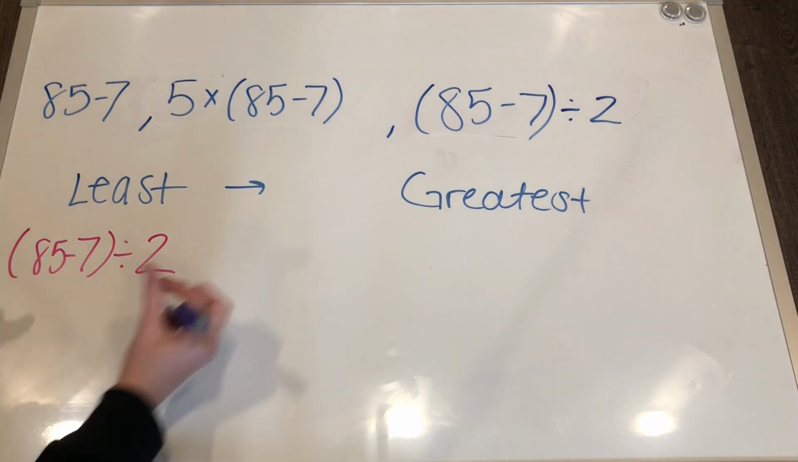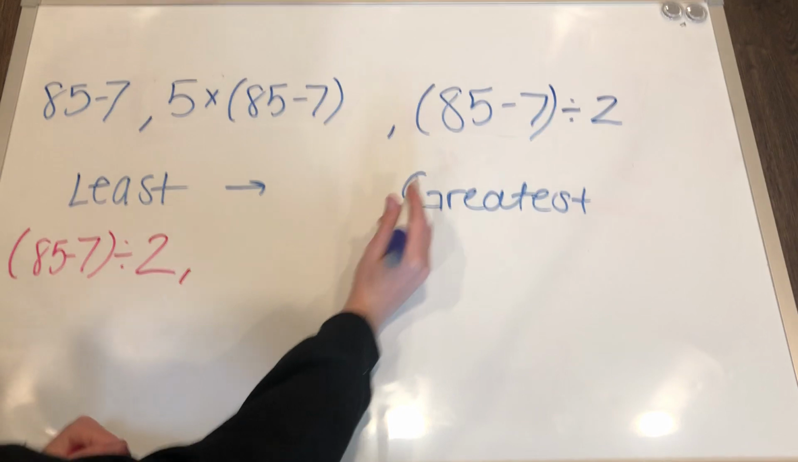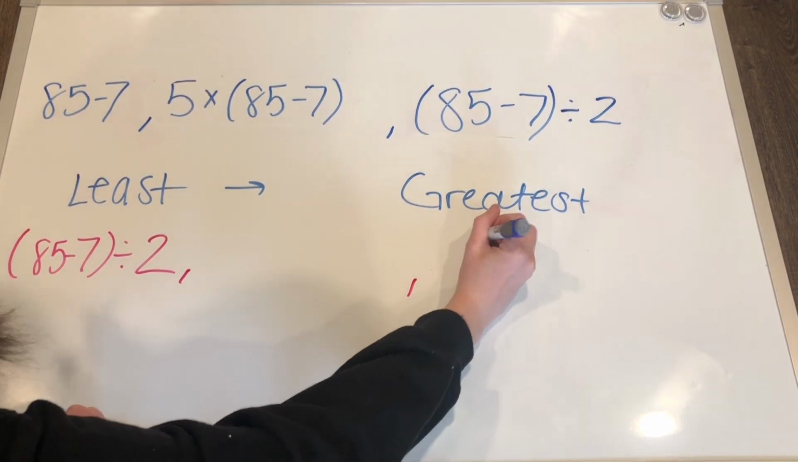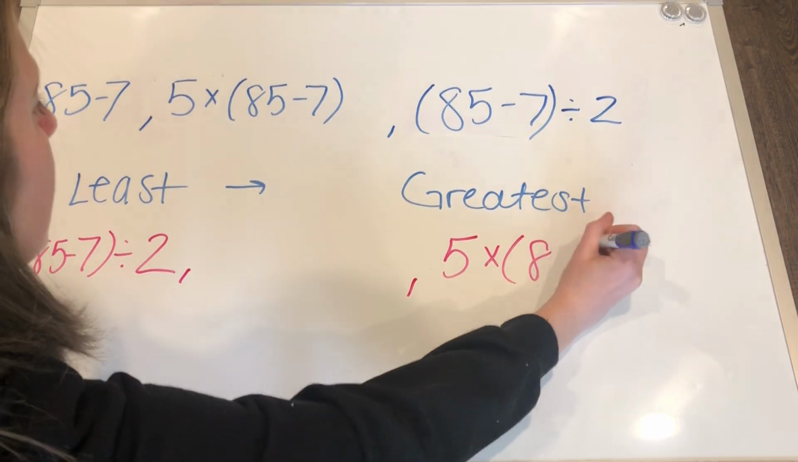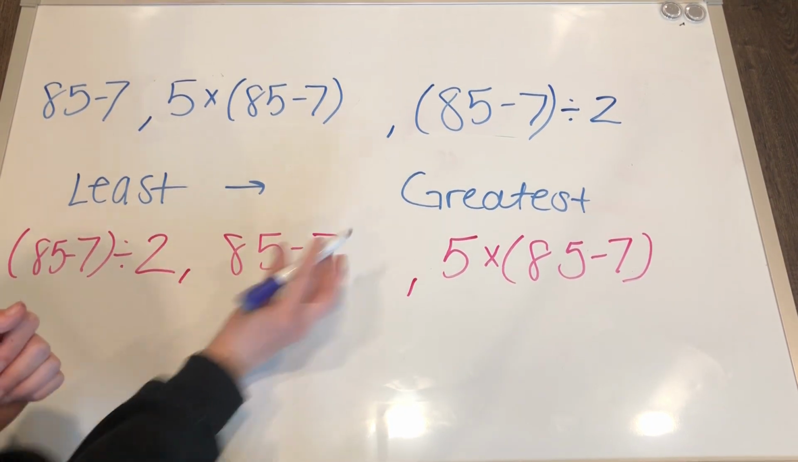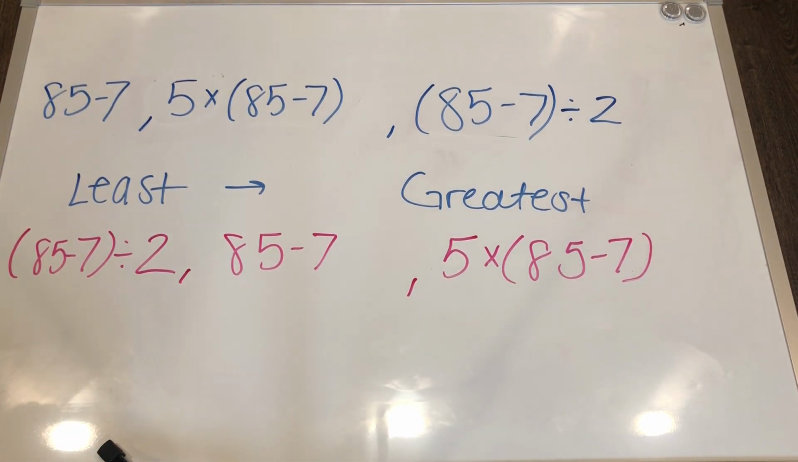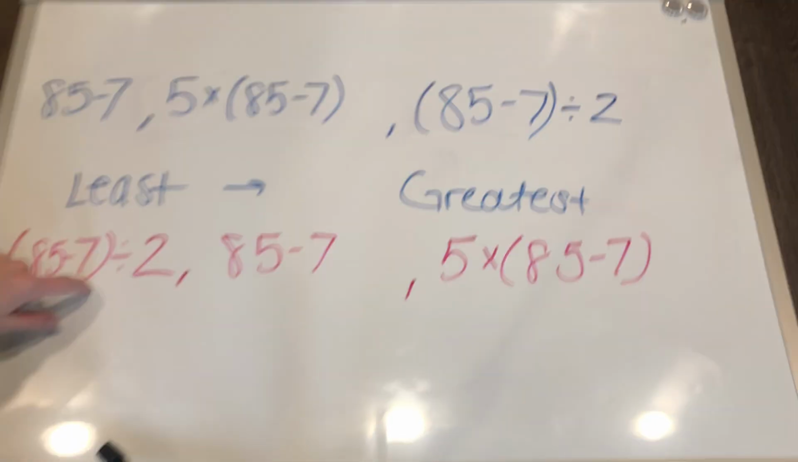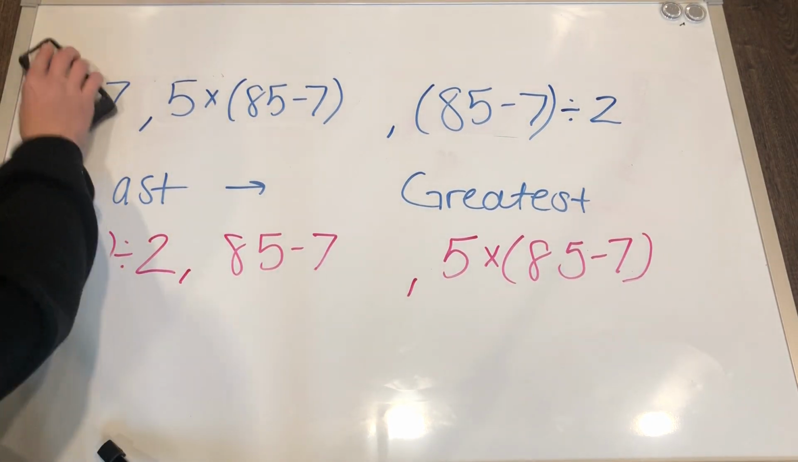So this is going to be the least. Then we know that this one was the greatest because it's greater than our original, so our original is right in the middle. So this is how we would rank it from least to greatest. When we are multiplying, we're getting greater. When we're dividing, we're getting smaller.